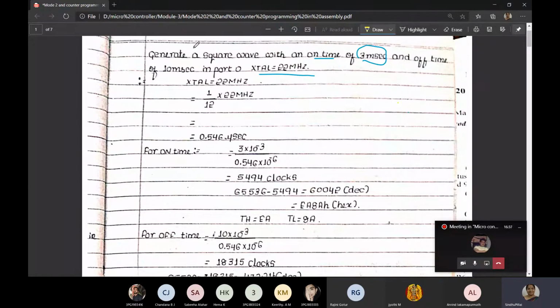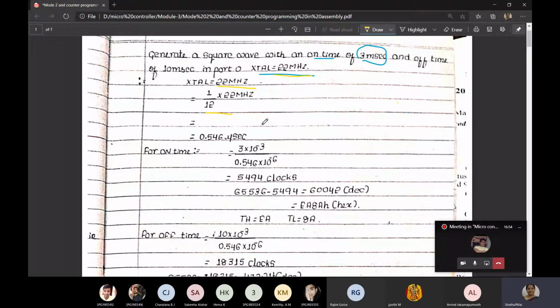So first, always first you see what external frequency they have given. What is given here is 22 megahertz. They may give 11 also; these 2 megahertz values they commonly use. Since we have 22, whatever they give should be divided by 12. That is the first procedure.